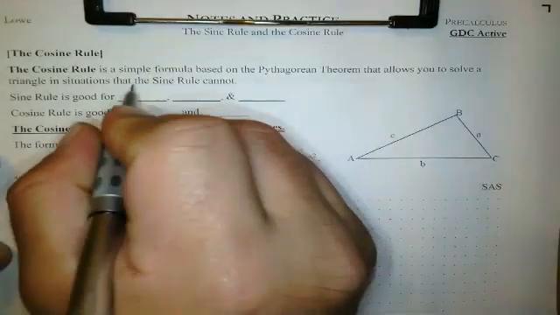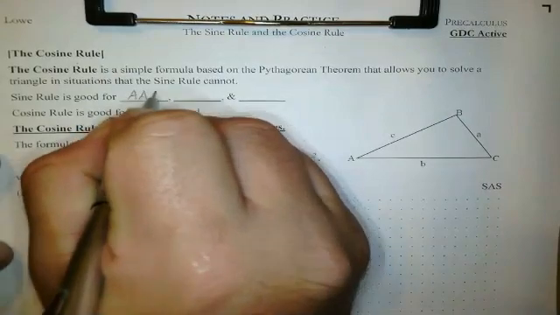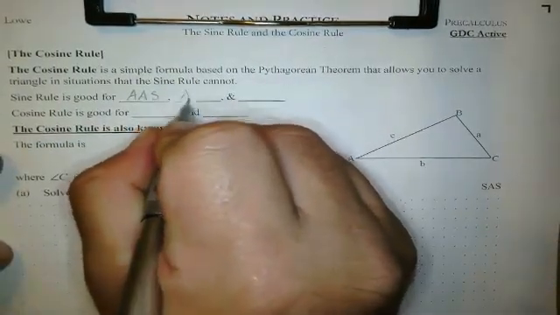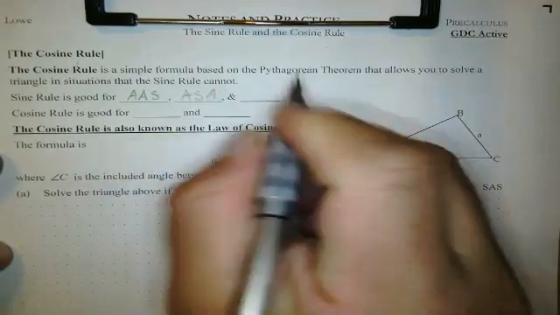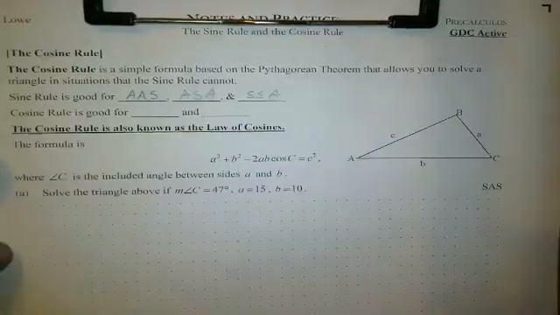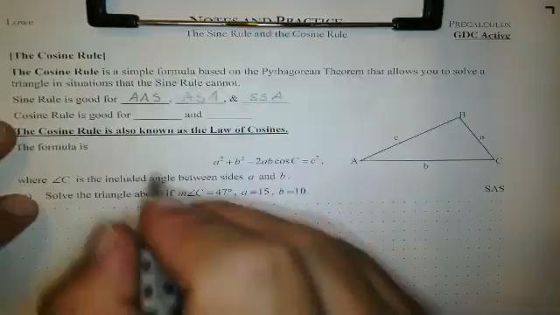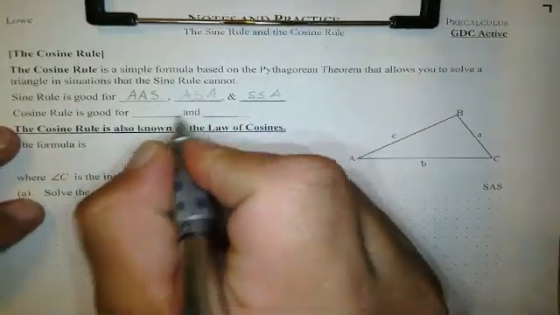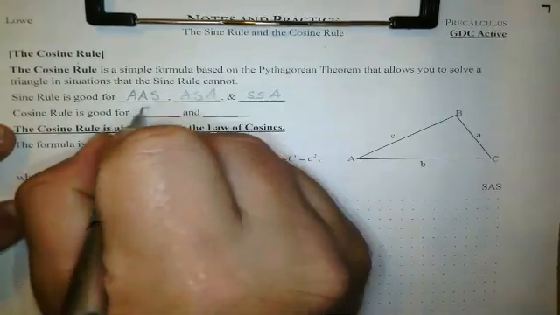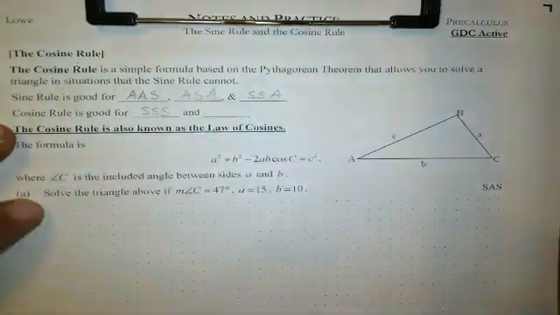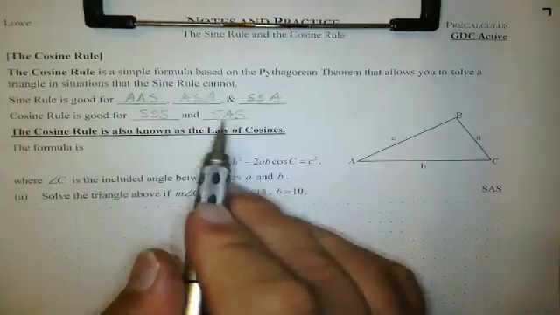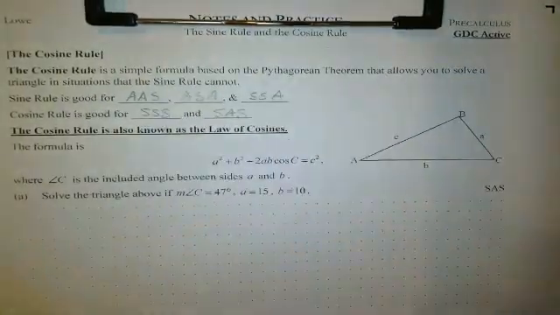Once again, the sine rule is good for angle, angle, side. It's good for angle, side, angle. It's also good for side-side-angle, okay? However, the cosine rule will take care of the situations that are not listed here, and that would mean if I know all my sides, or I know two sides and the angle between the sides, right?